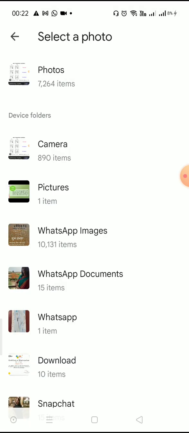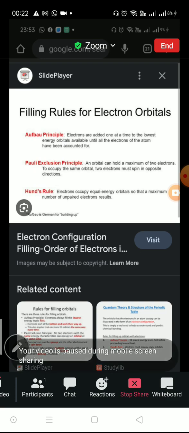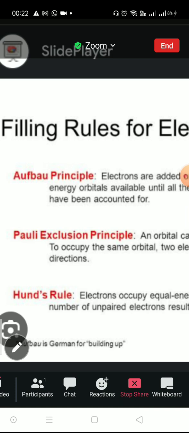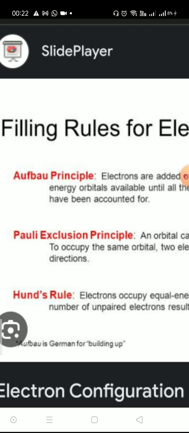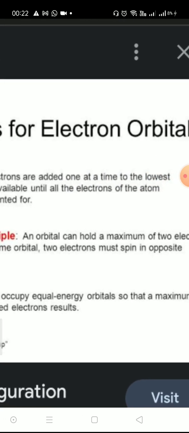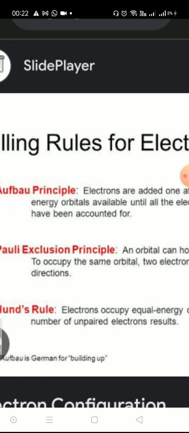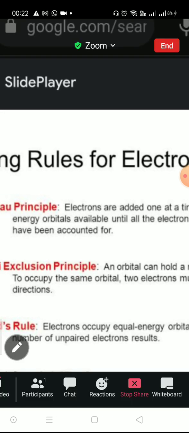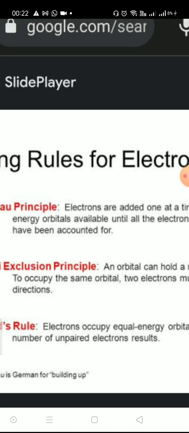So there are 3 rules: Aufbau principle, Pauli's exclusion principle and Hund's rule. Aufbau principle states that electrons are added one at a time to the lowest energy orbitals available until all the electrons of the atom have been accounted for. That means first the electrons are filled in the lower energy level, then it moves to the higher energy level.